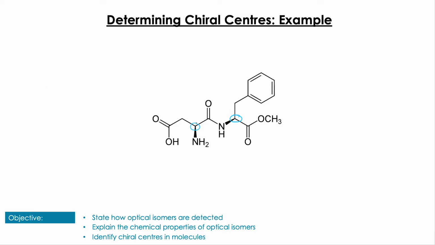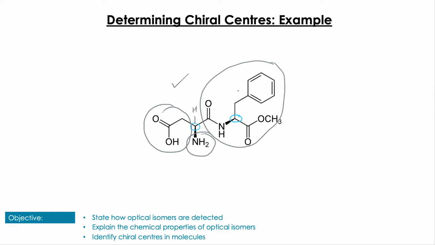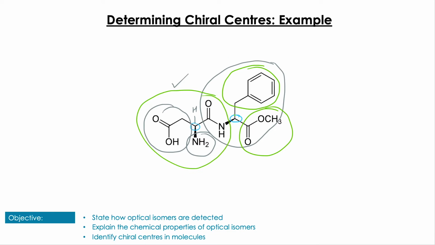And then if we have a look at these 2 in turn, we see that this one has 3 different groups, and not forgetting our hydrogen, so that would indeed be a chiral center. And our other one, we circle our 3 other larger groups, and not forgetting we would also have a hydrogen. So in this case, both this carbon and the other carbon here are chiral centers.